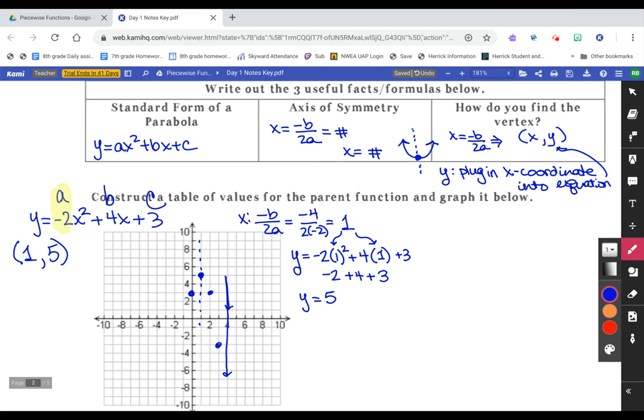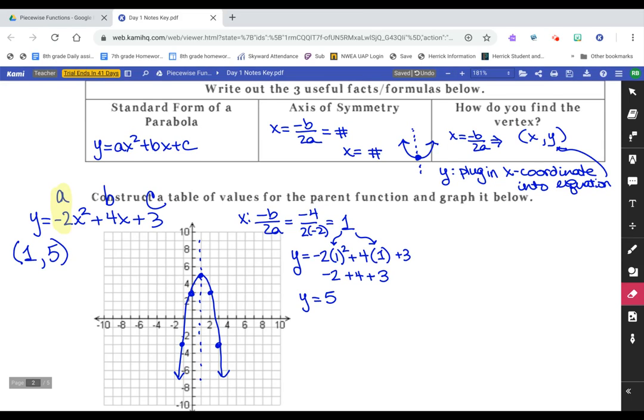And that's actually right there. So then you can start to draw your parabola, and you'll have a symmetrical point on this side, and that would be the graph for that equation.